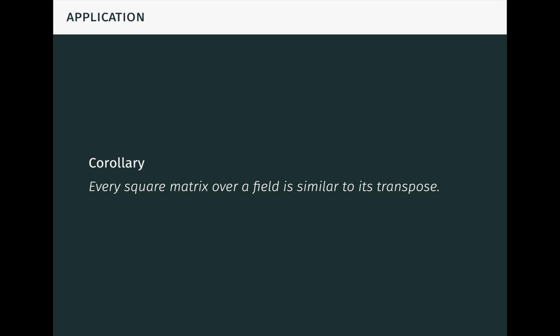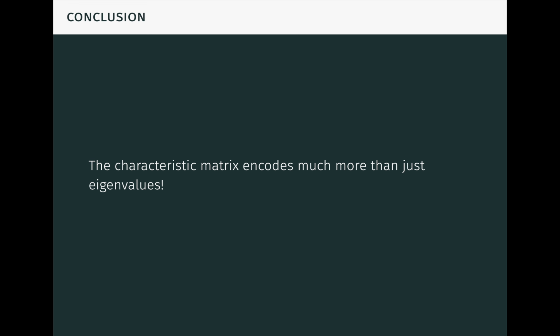In a prior video on duality, I talked about the close relationship between a matrix and its transpose, but this result takes us farther. In conclusion, I want to reiterate that the characteristic matrix encodes much more information than just eigenvalues. As we've seen, it holds all the secrets to the structure of a matrix. And there's much more we can do beyond what I covered in this video.